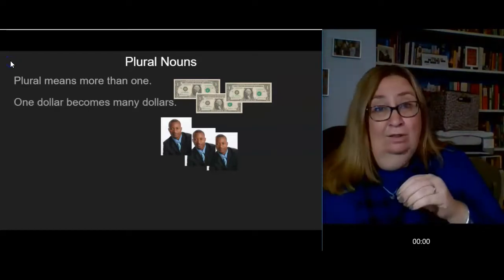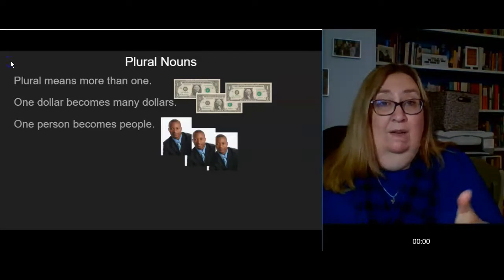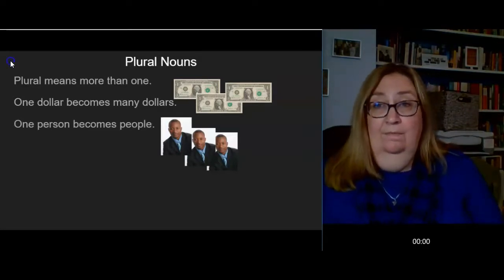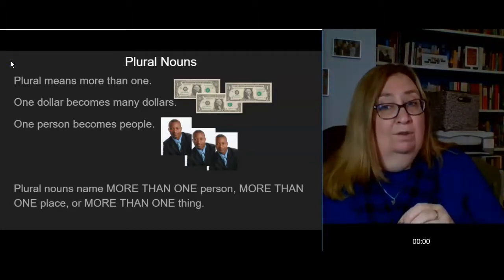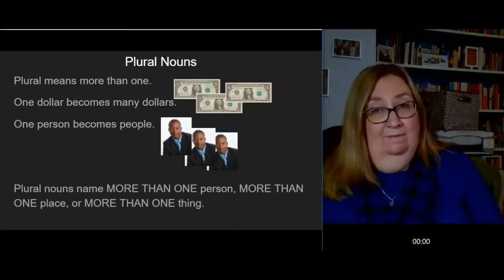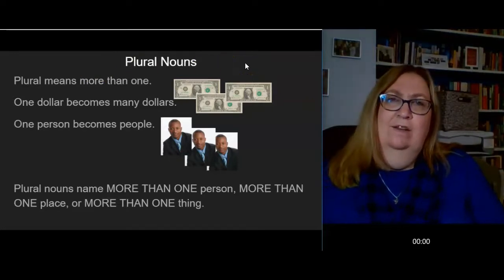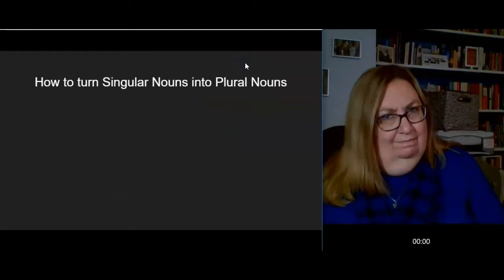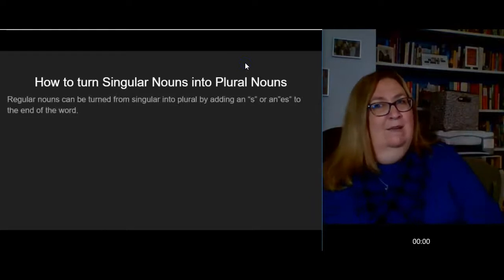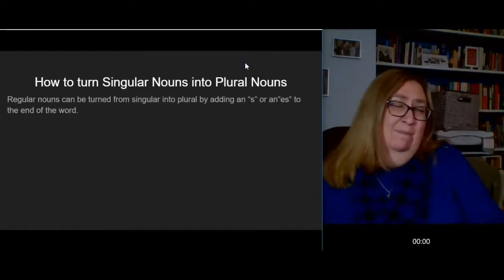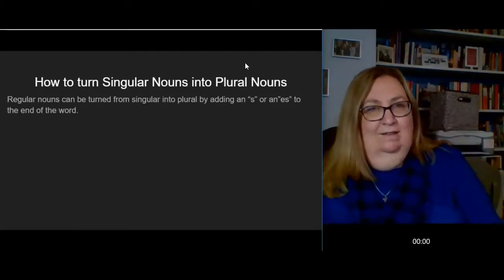So $1 becomes many dollars. One person becomes people. So plural nouns name more than one person, more than one place, and more than one thing. So how do we change those singular nouns to become plural nouns? Well, sometimes it's simple. Regular nouns can be turned from singular into plural simply by adding an S on the end. And sometimes we need an ES on the end.